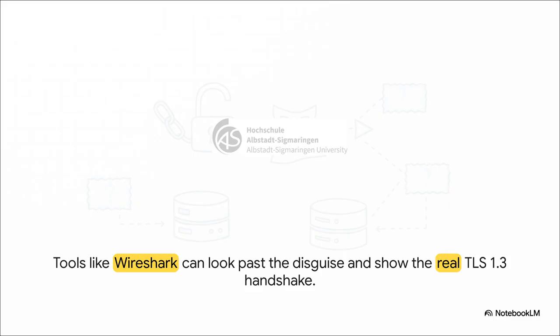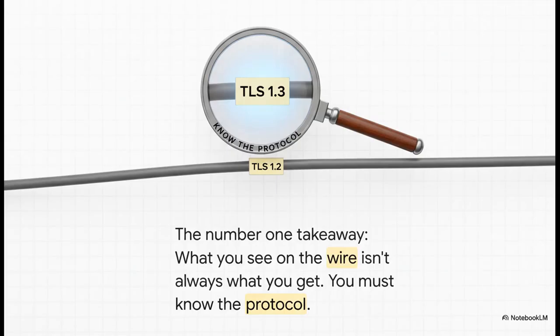I mean, can you imagine capturing this traffic without knowing about the disguise? You'd be pulling your hair out. You'd see messages screaming that they're TLS 1.2, even though you know for a fact a TLS 1.3 connection was made. Thankfully, Wireshark is smart. It knows about the trick, and it looks past the illusion to show you the real TLS 1.3 handshake happening underneath it all.